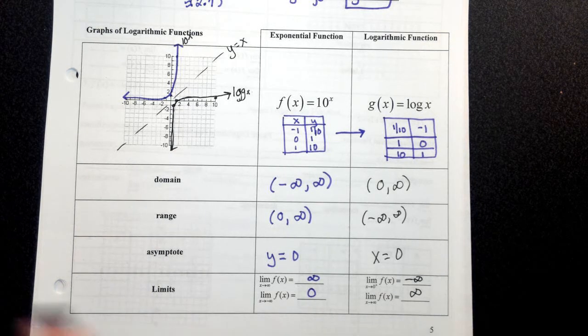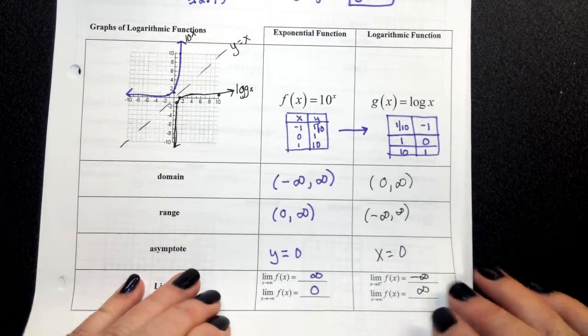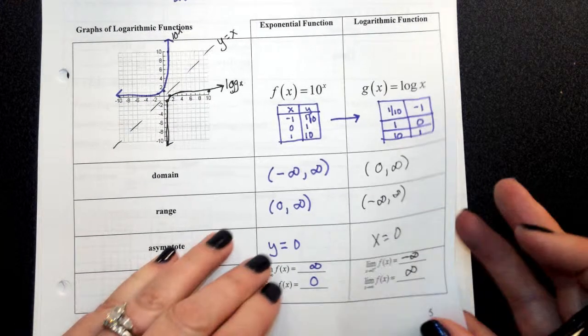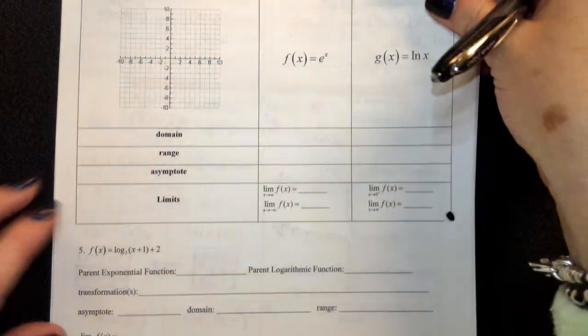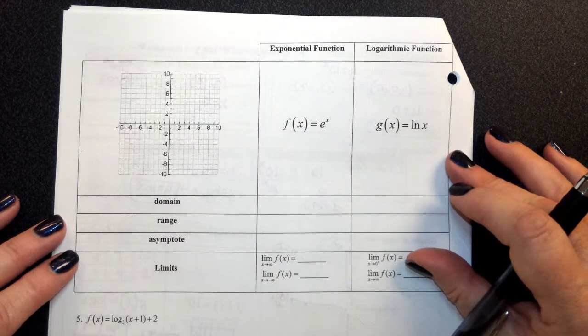But like I said, when you graph a log, you always start with the exponential function first. Then you switch those values in the table. Kind of remember doing this a little bit last year? Not at all. Wonderful. So let's take a look at e to the x.